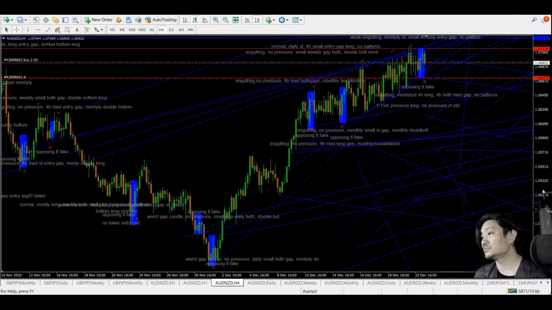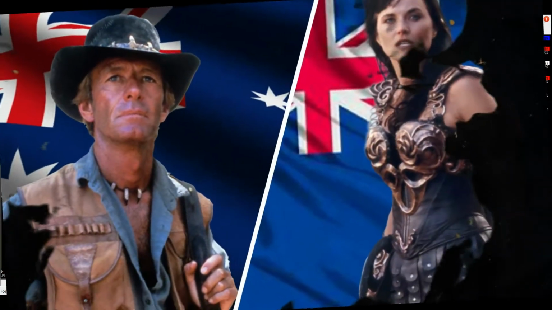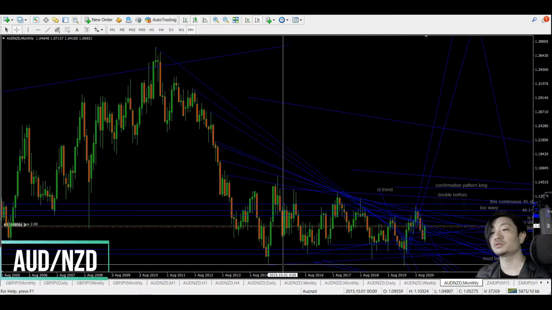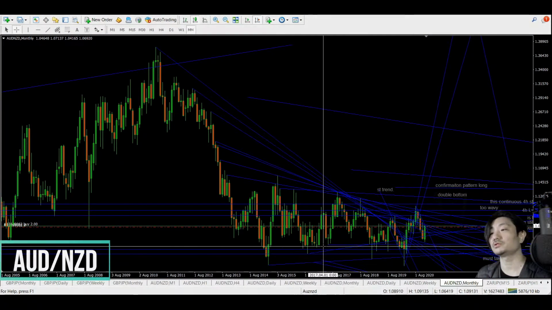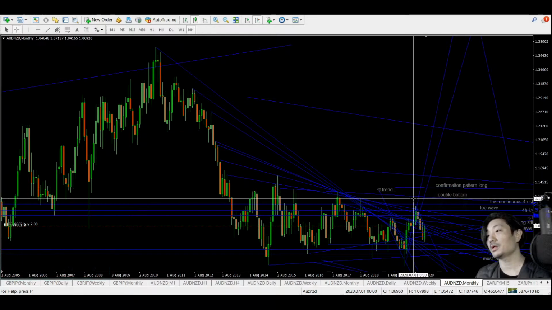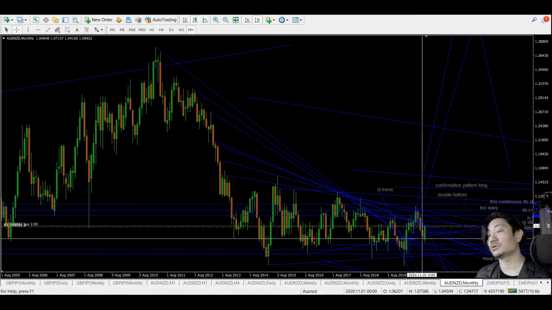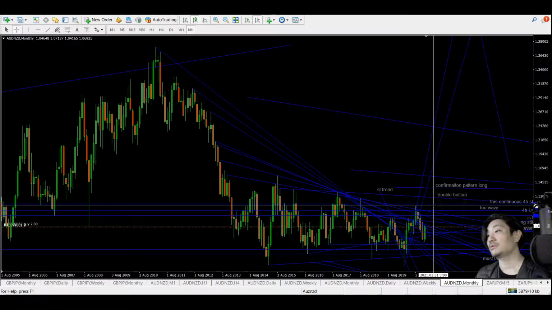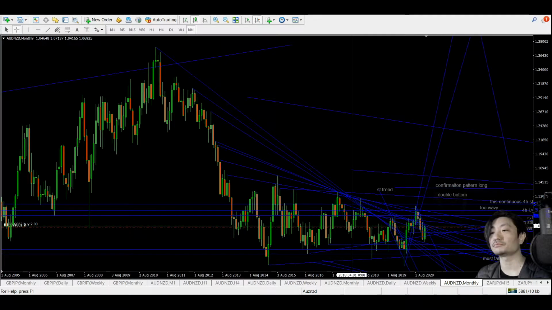Okay, let's go to the AUD/NZD. This is a monthly chart. We're talking about a monthly strong double bottom right here. Weak short trade here. So we're long biased up to at least 1.0963 or 1.1037. Okay, so we want to enter long.